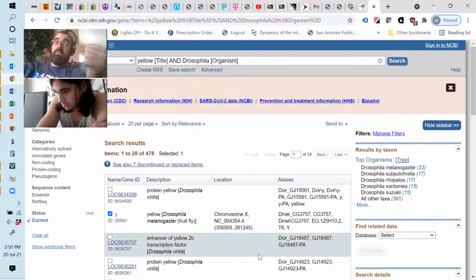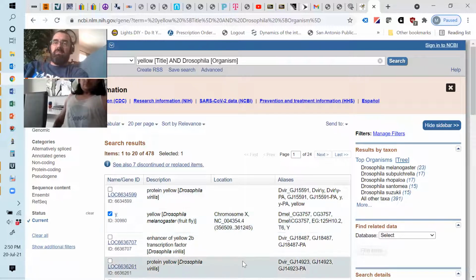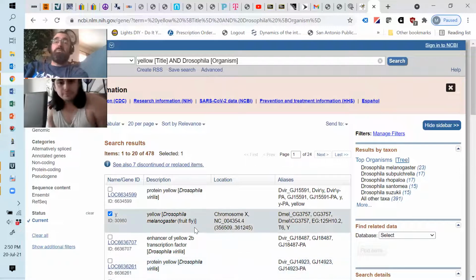You can go, okay, does it say yellow? Yeah, says yellow. Am I with the right species? Yes, says Drosophila melanogaster, not whatever these things are, Drosophila virilis. It's presumably a virile fly. Wouldn't want one of those around. They produce enough without any extra virility. And it tells us on chromosome X, so this must be what we're looking at.